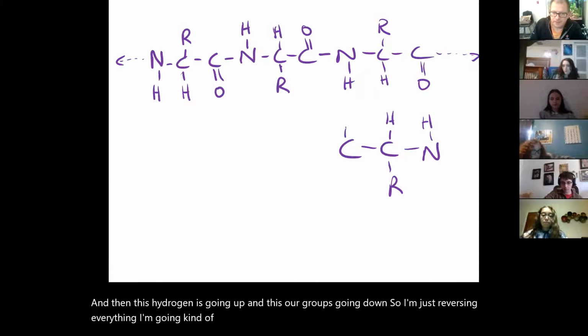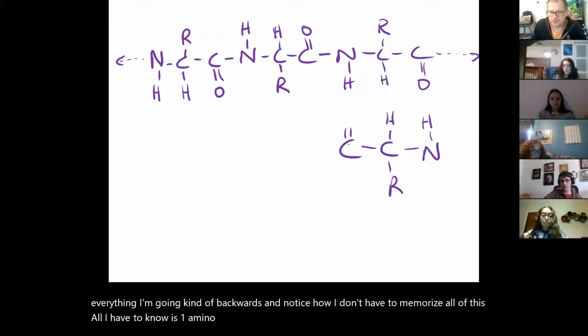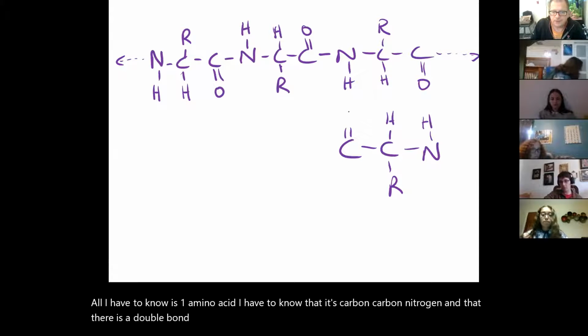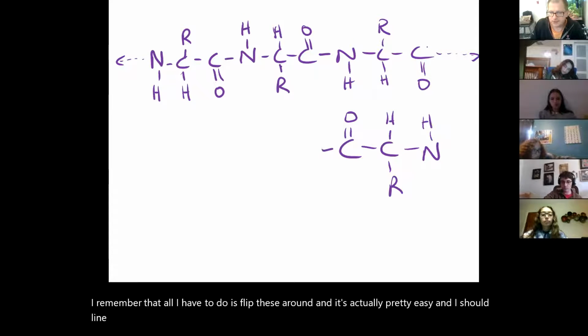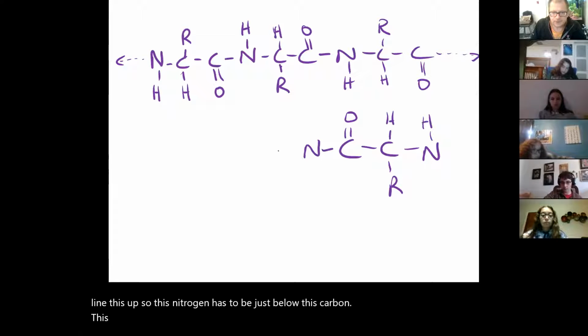And notice how I don't have to memorize all of this. All I have to know is one amino acid. I have to know that it's carbon, carbon, nitrogen, and that there's a double bond O and a hydrogen. If I remember that, all I have to do is flip these around. And it's actually pretty easy. And I should line this up. So this nitrogen has to be just below this carbon.